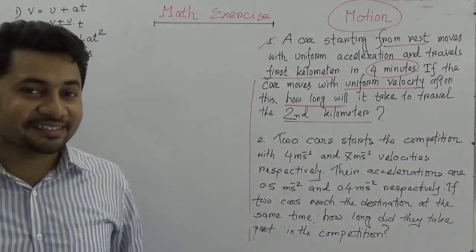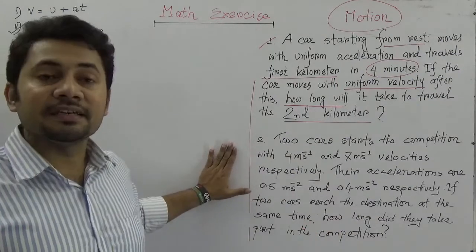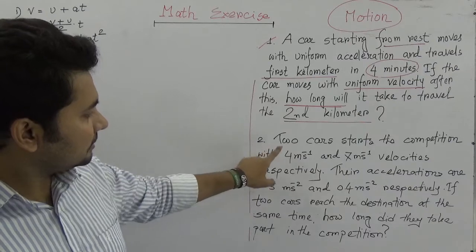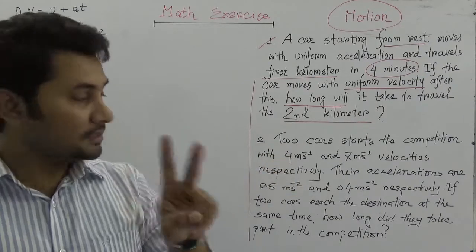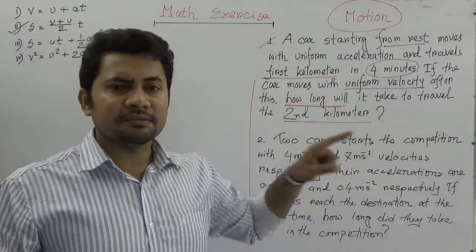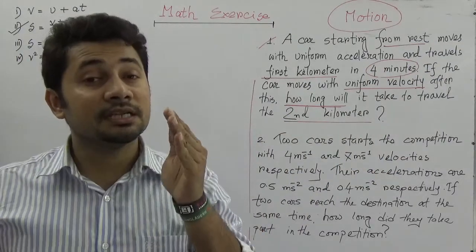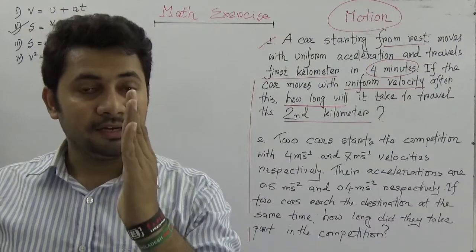And if you see the second question, what's given is a very interesting thing, and this question is very common. The given question is about 2 cars. There are 2 cars that start a competition, and we know from our basic sense that a competition starts from the same point.